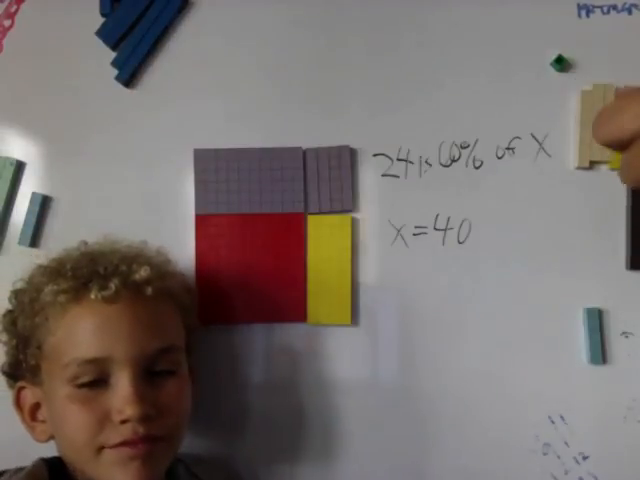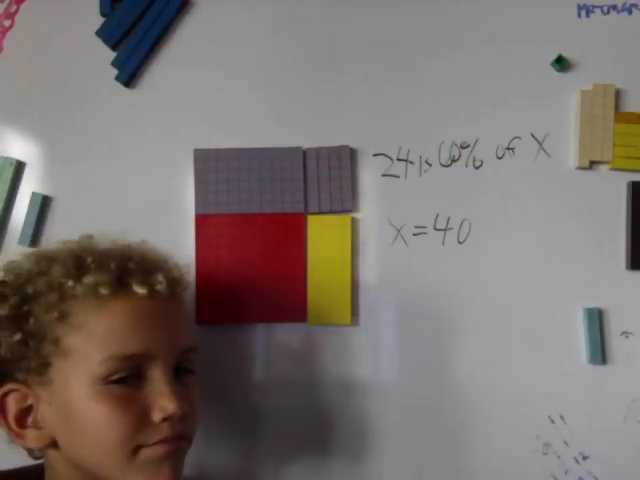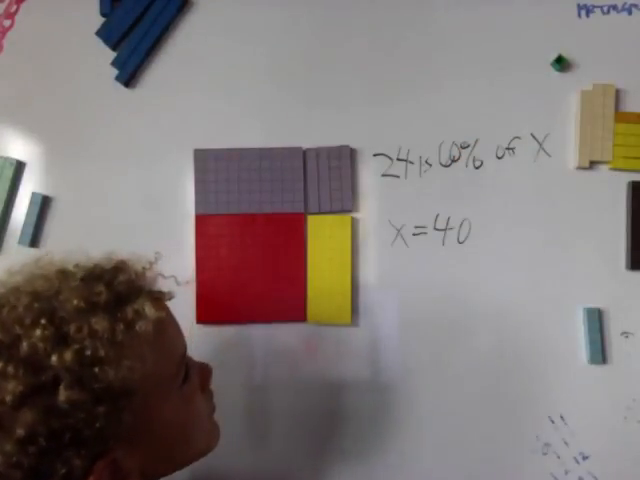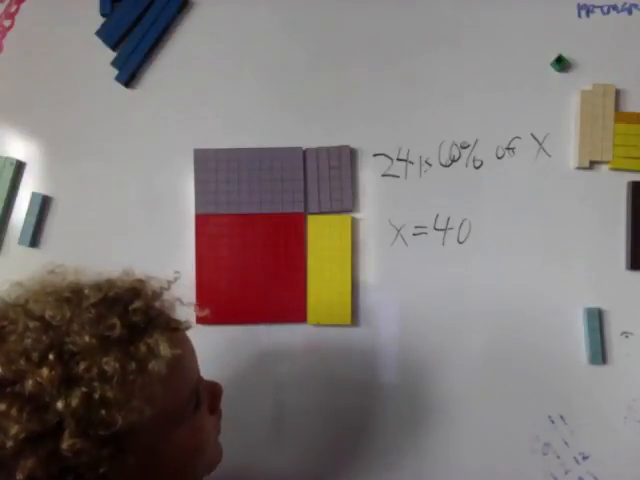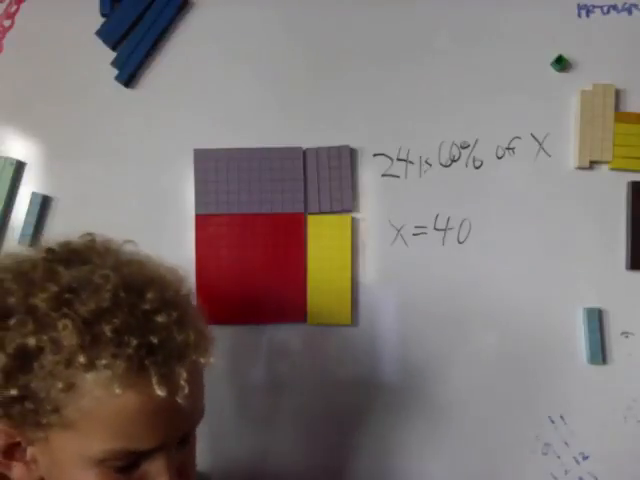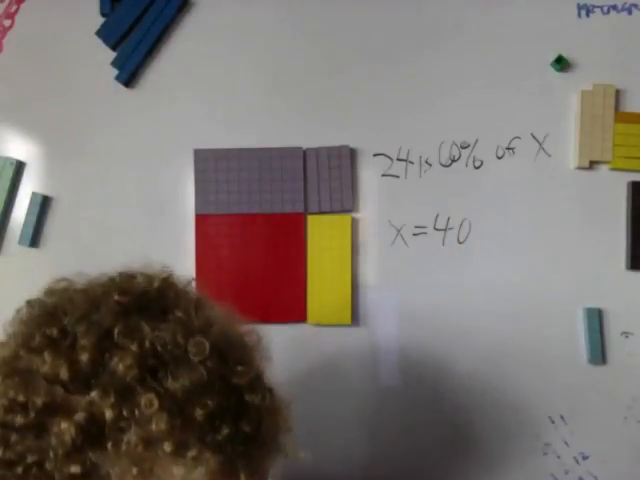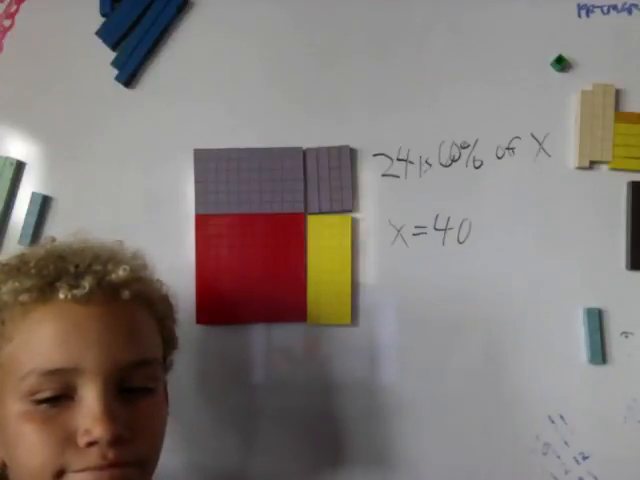And we could tell a story. I had 24 Boy Scouts, and that was 60% of my pack. How many in my whole pack? 40. So if I had 24 guys show up, and that was 60% of my whole group, the whole group would be 40. Could be Girl Scouts, could be Brownies, could be whatever.